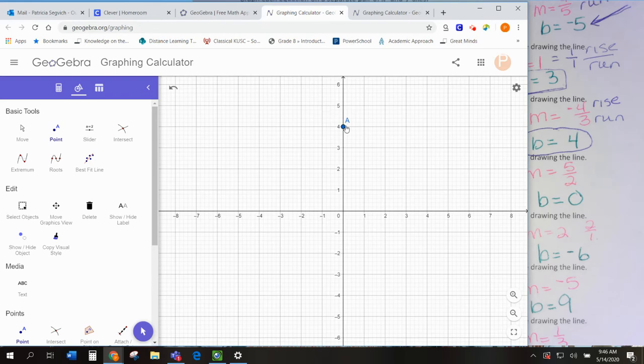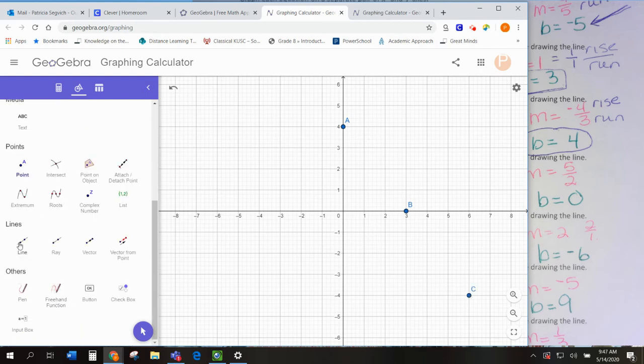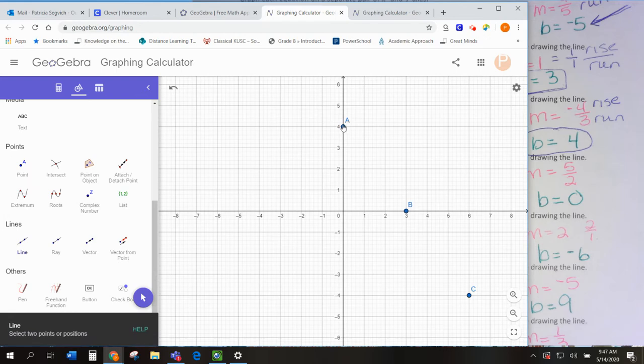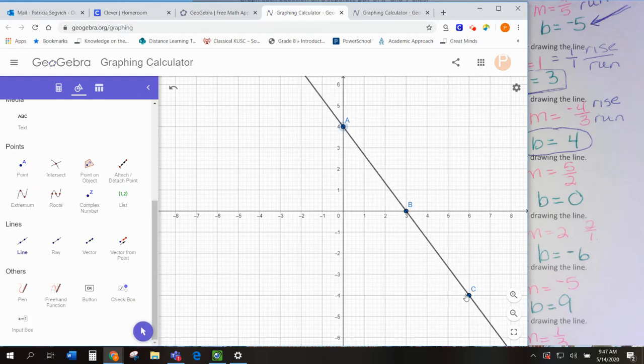Starting here, we're going to go down 4, 1, 2, 3, 4, and over 3: 1, 2, 3. If you want, you could do that again. Down 1, 2, 3, 4, to the right 3: 1, 2, 3. It's kind of like directions. So now we plot this line. There we go.